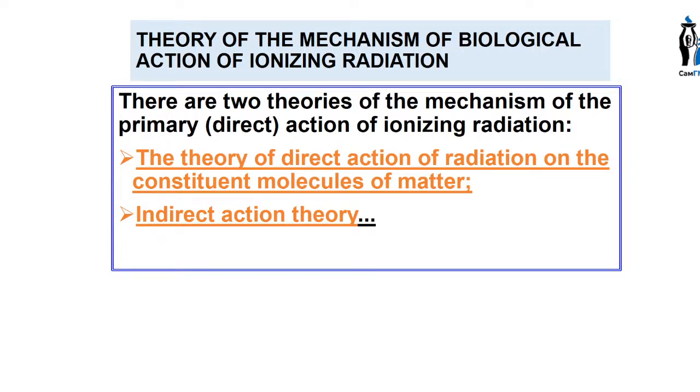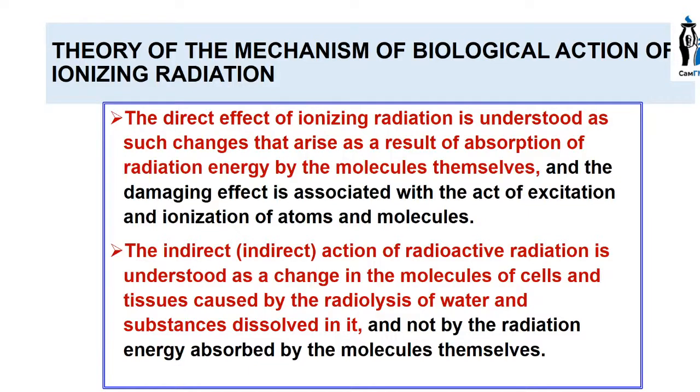Theory of direct action of radiation on the constituent molecules of matter. Indirect action theory. The direct effect of ionizing radiation is understood as changes that arise as a result of absorption of radiation energy by the molecules themselves. The indirect action of radioactive radiation is understood as a change in the molecules of cells and tissues caused by the radiolysis of water and substances dissolved in it.